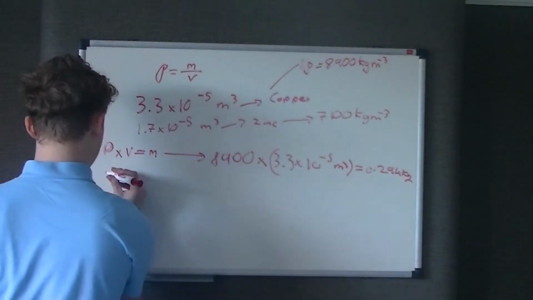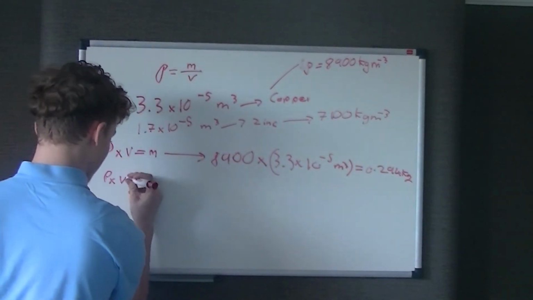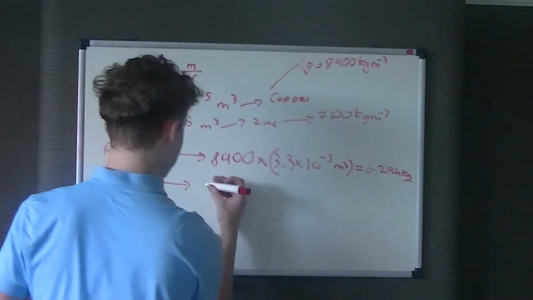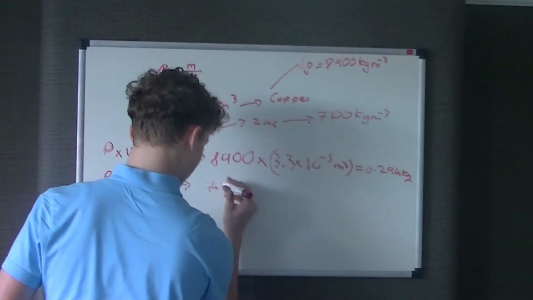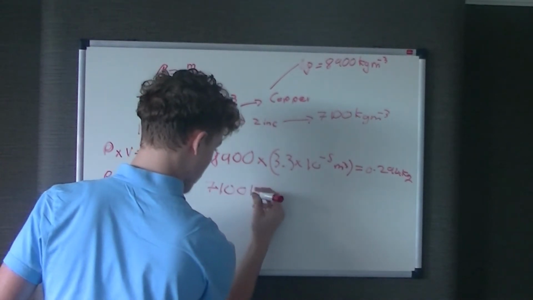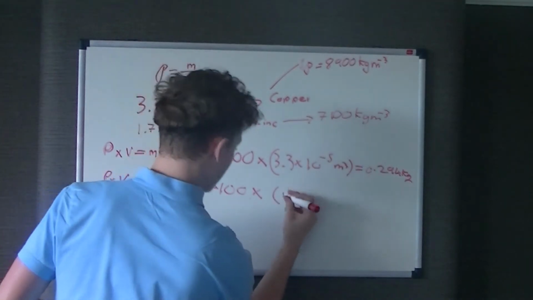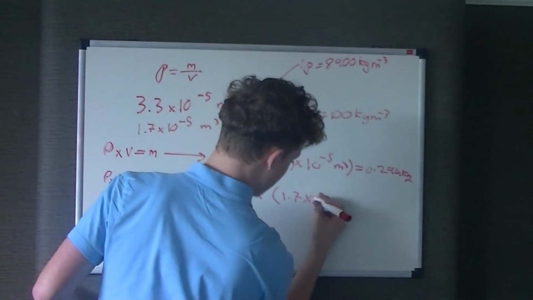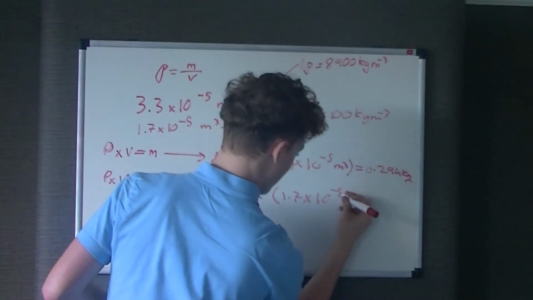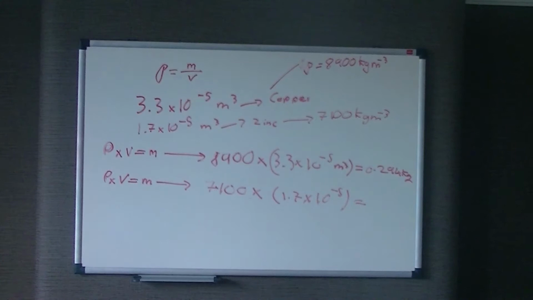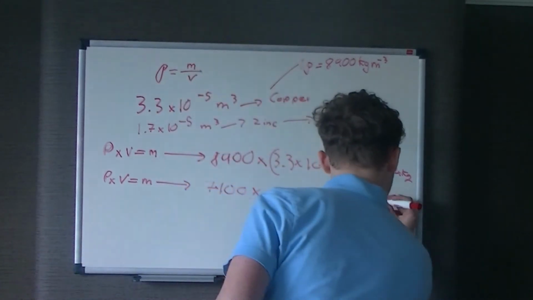And we're going to do the same for the other metal. So density times volume equals mass. And that means 7,100 times 1.7 times 10 to the minus 5 equals, and you can see it's going to be less, so that is in fact 0.121 kilograms.